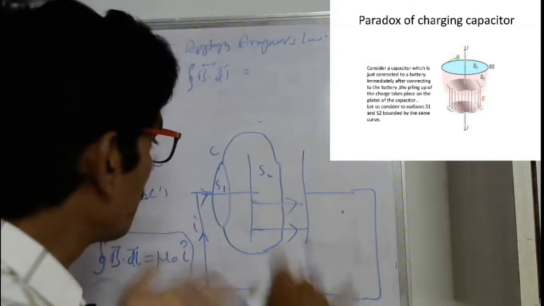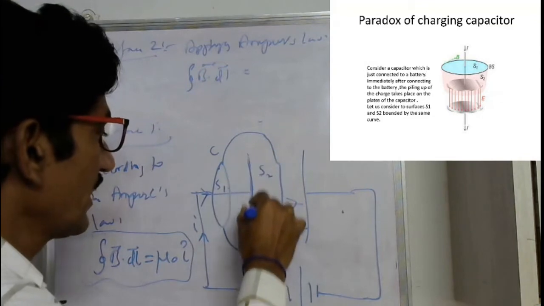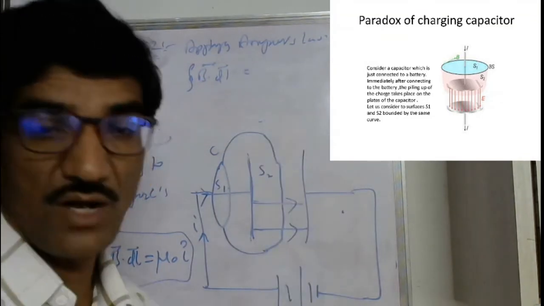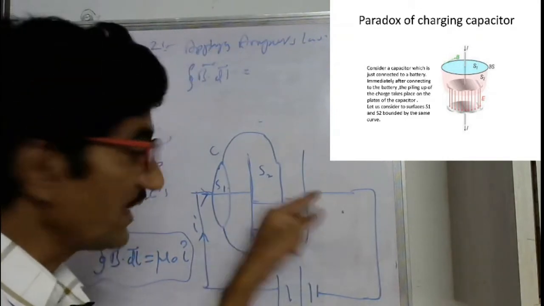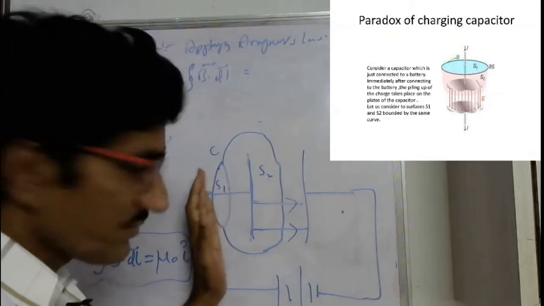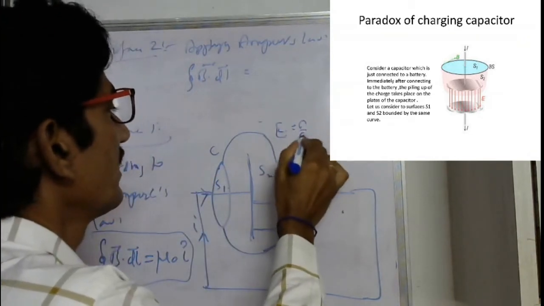This surface is a balloon-shaped surface. Your plate is up to here only. No current is passing into or going out of this surface, but only field is passing through this surface. On this side you have no electric field. Here you have E is equal to sigma by epsilon naught.